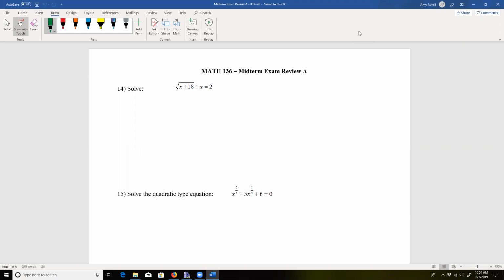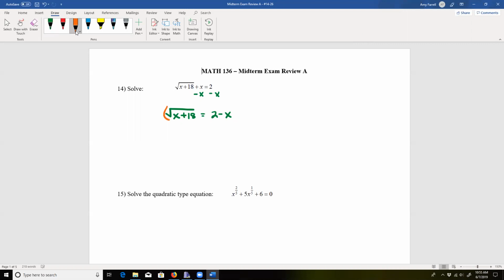In this video, we're going to look at the second half of the midterm exam review, version A. So let's start with 14 here. It's another square root equation, and I need to isolate the square root. So I'm going to subtract x from both sides. When I subtract x from 2, they're not like terms, so we can't do much better than just 2 minus x.